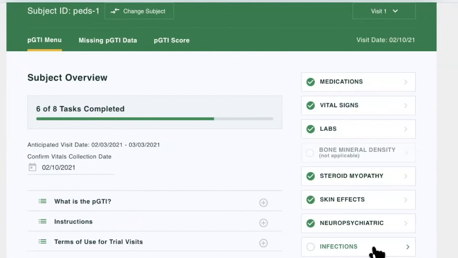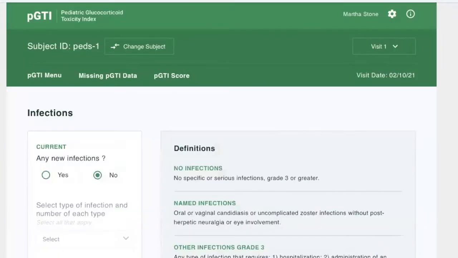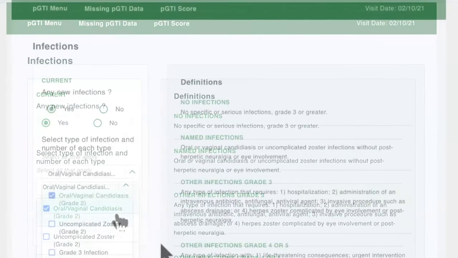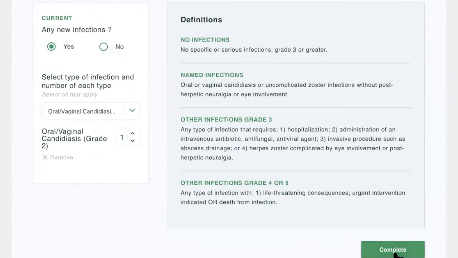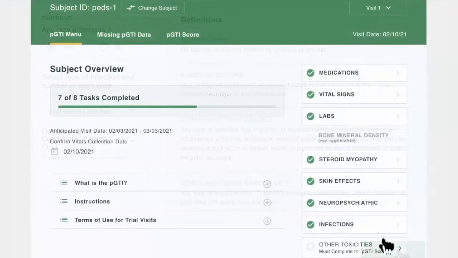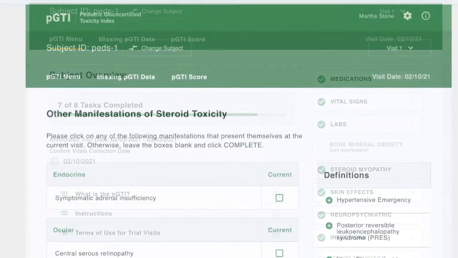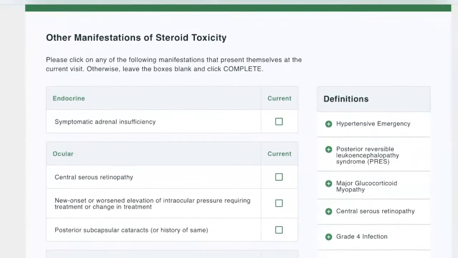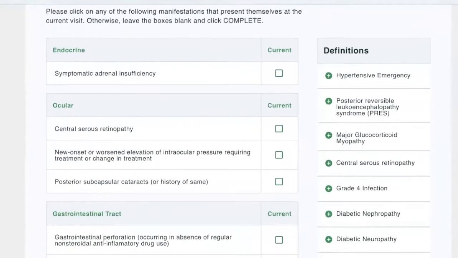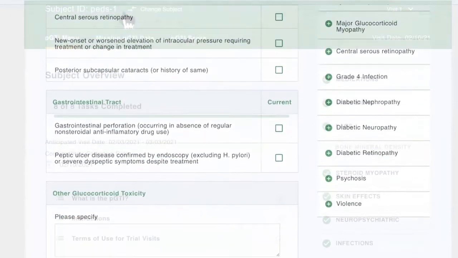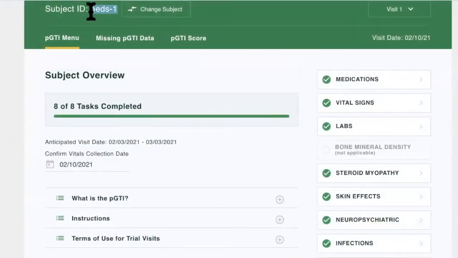With regard to infections at baseline, the patient also has oral candidiasis, and this is relevant to GTI scoring at baseline. Before we can complete the data entry for the baseline visit, we need to go through the specific list. It is a list of additional steroid complications that do not affect the overall scoring, but nevertheless are important to note. Now let's go to visit 2.